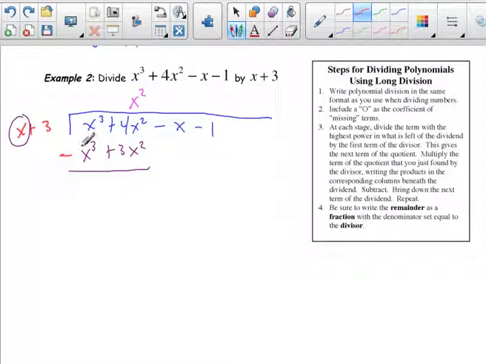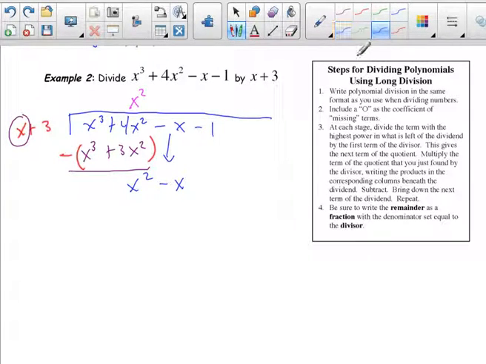I'm going to put a subtraction, and I'm going to put parentheses here so we remember that we're subtracting. So I'm going to do 4x squared minus 3x squared. That's going to give me x squared. And x cubed minus x cubed gives me 0x cubed. I don't need to write that. Then we're going to bring down the next term. So we're going to bring down a minus x.